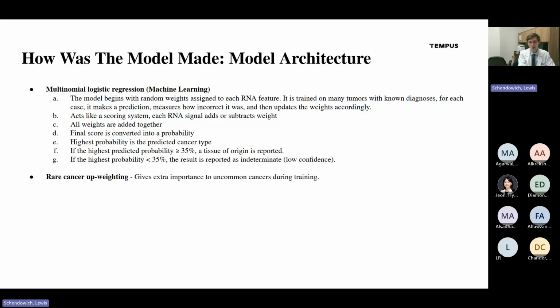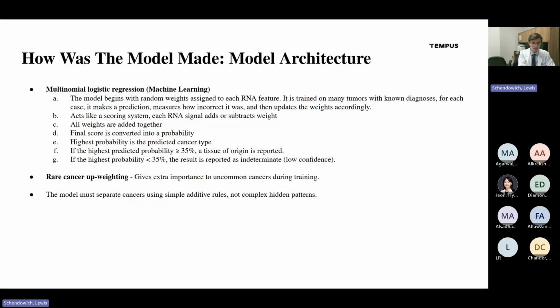There were specific features to this model, such as upweighting of rare cancers, meaning that there was a population of very rare cancers and they gave extra weight to those specific tumor types so that the model can really understand or recognize the important cases during training.